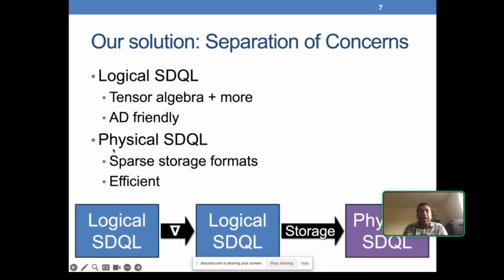So the high-level architecture is that first we start from the logical variant of the DSL, we perform the automatic differentiation, we again construct a program at the same level of abstraction, and at the end we convert it down to make it storage aware. They use compressed storage for the sparse representation. So let's start with the logical level of the language.